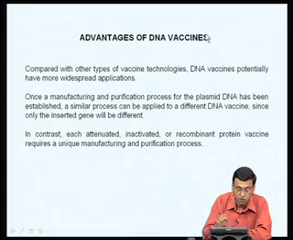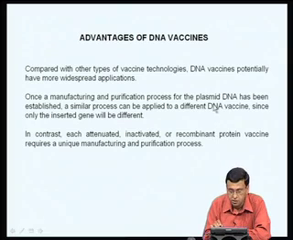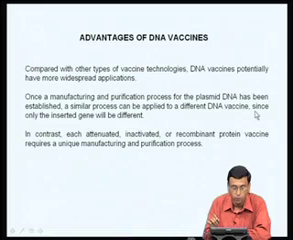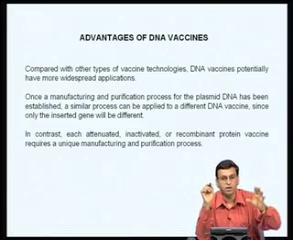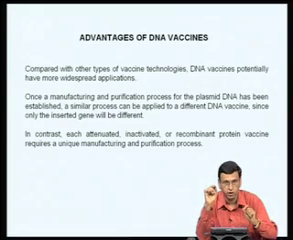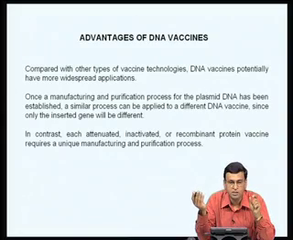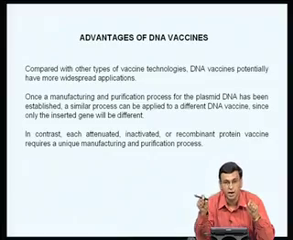Similarly, compared with other types of vaccine technologies, DNA vaccines have much more widespread applications. For example, once the manufacturing and purification process for a plasmid DNA is established, a similar process can be applied for other vaccines. If you want to make an influenza vaccine, you would be putting in a gene coding for an influenza protein. Whereas, if you want to develop a vaccine for malaria, instead of an influenza gene, you will be putting a gene coding for a malarial antigen, but otherwise the rest of the vector is the same.